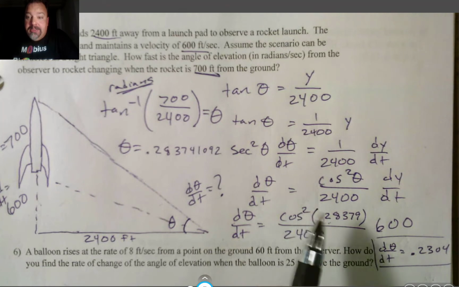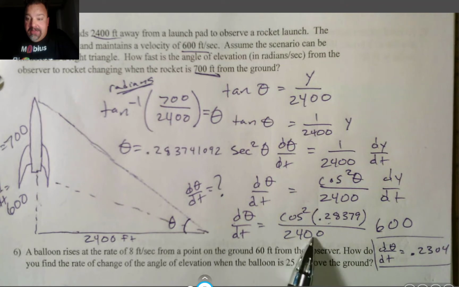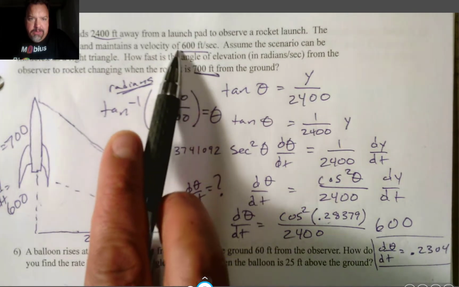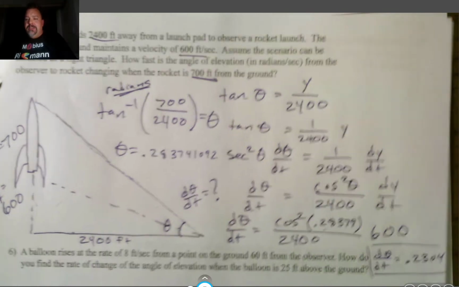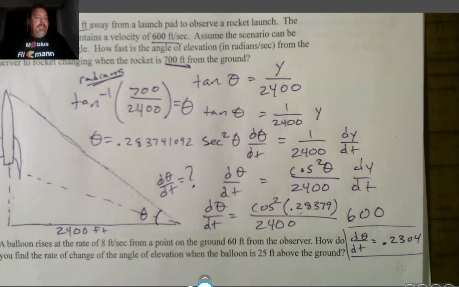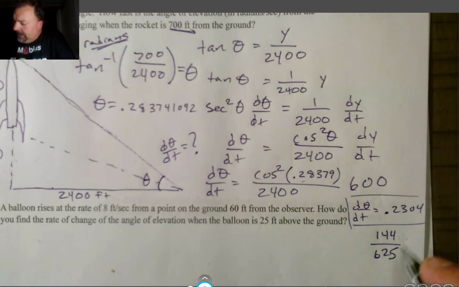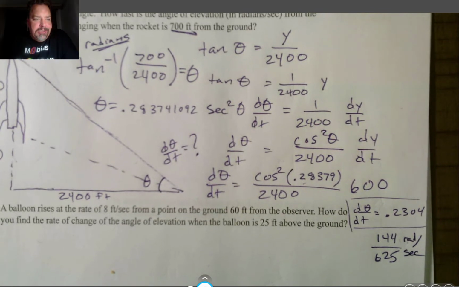And when you take cosine squared of this, 0.28379, and then divided by 2400, multiplied by 600, because that's what dy/dt is, your final answer should come out to 0.2304 something, which you need to make into a fraction. And if you make that into a fraction, it's going to come out to 144 over 625, and that's going to be radians per second. So that finishes that problem.